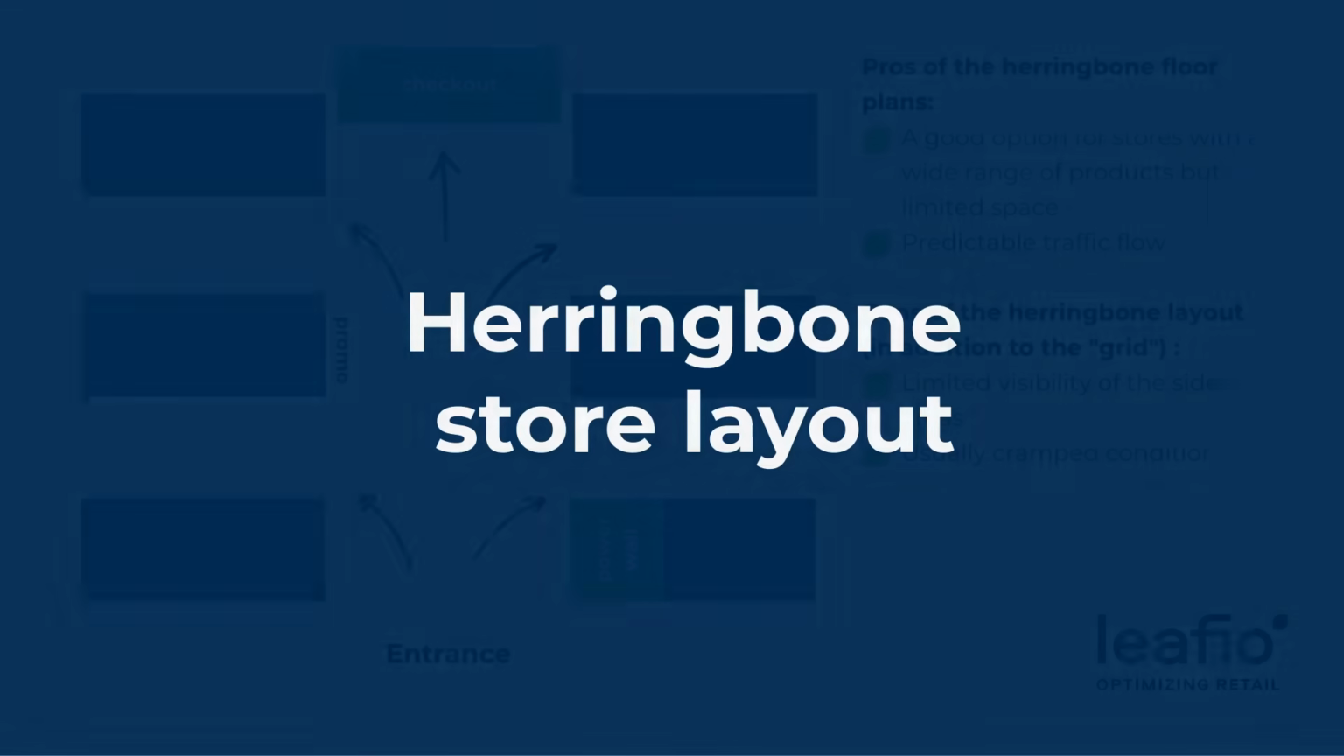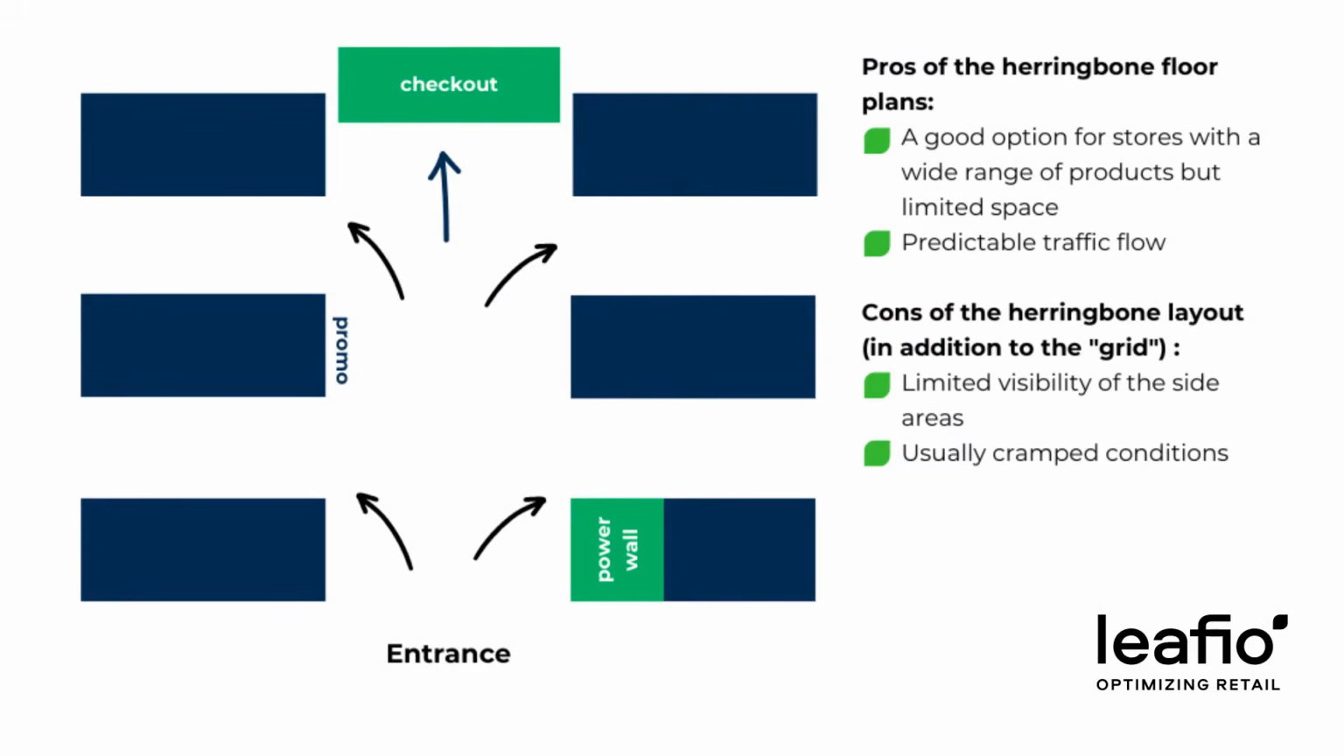Herringbone is essentially a type of grid for sales areas with a limited area and is used where it is necessary to place a maximum of items in a minimum of space. Therefore, it is often found in warehouse stores, hardware stores, and small DIY markets.